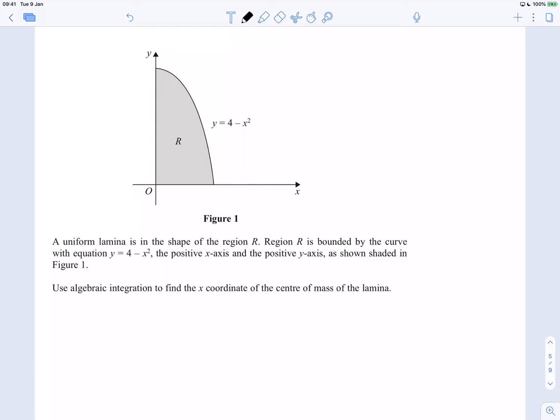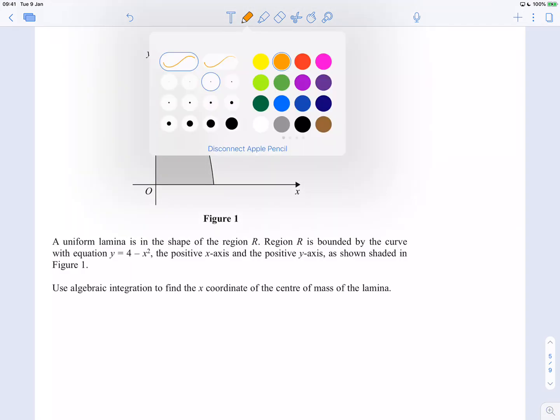Okay, a uniform lamina is in the shape of a region R. Region R is bounded by the curve of the equation y equals 4 minus x squared, the positive x-axis and the positive y-axis, as shown shaded in the figure. Use algebraic integration to find the x-coordinate of the centre of mass. Well, that's just the first formula, isn't it?